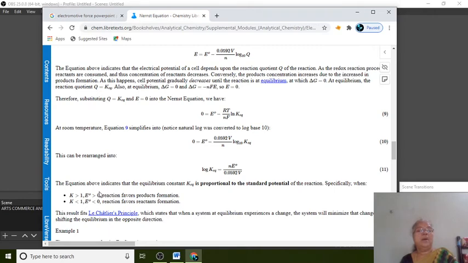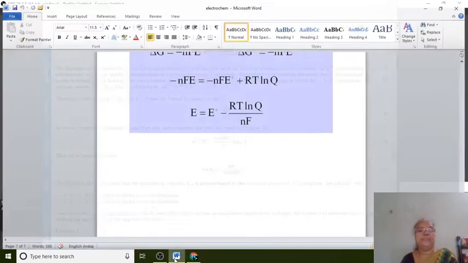As log K equals n into E0 upon 0.0592. This above equation indicates that the equilibrium constant is proportional to the standard potential of the reaction. Remember, by using this equation, we can calculate the equilibrium constants of a variety of reactions. Then we will see the single electrode potential here.